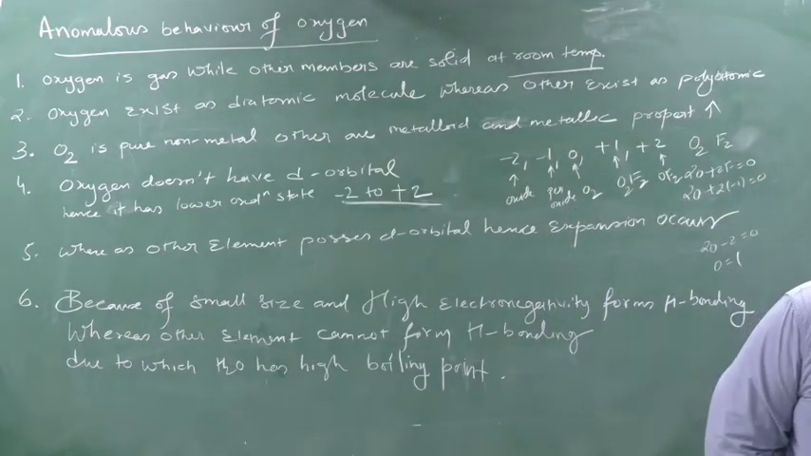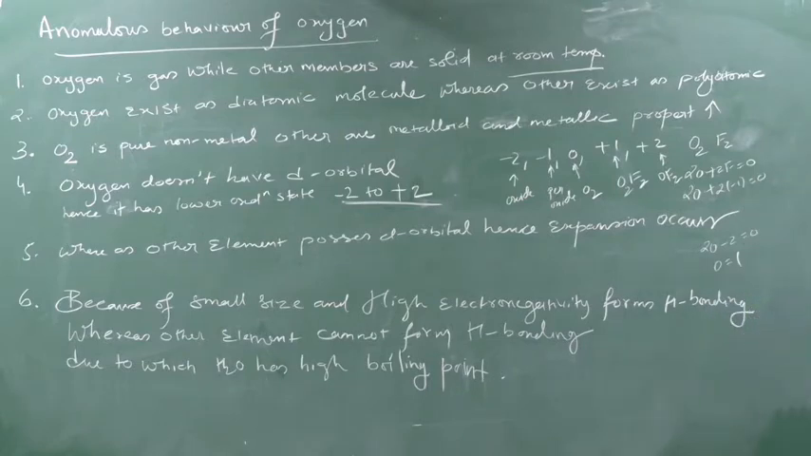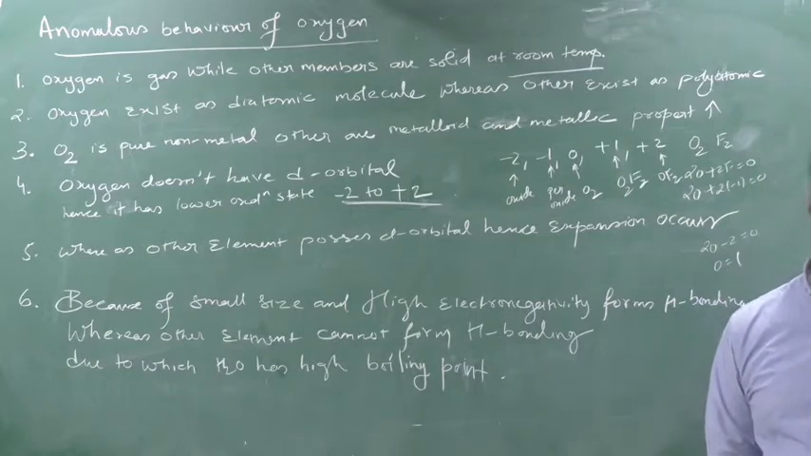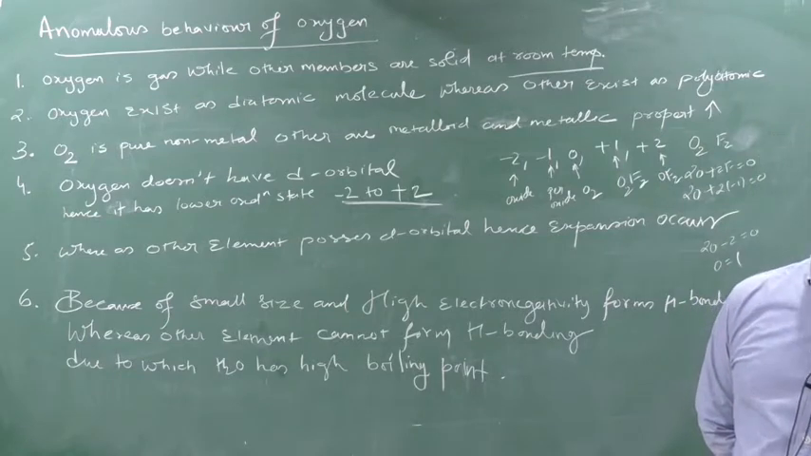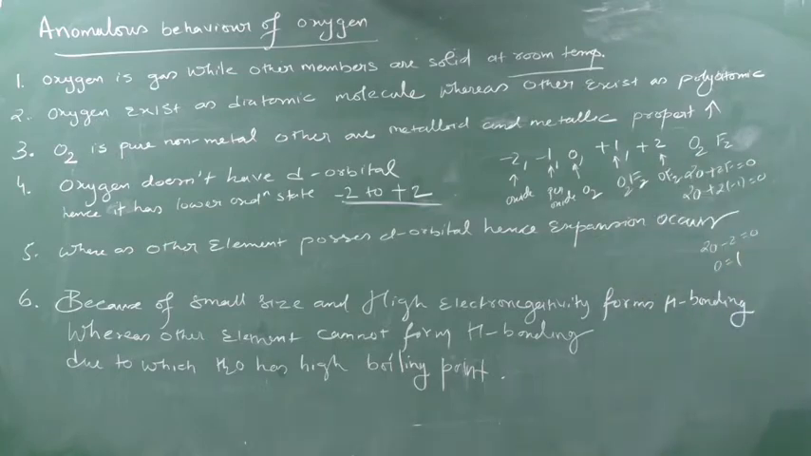Minus 2 in its oxide, minus 1 in its peroxide, 0 in elemental state, plus 1 in O2F2 and plus 2 in OF2, because fluorine is a more electronegative element than oxygen. So fluorine will attract the electron of oxygen. Clear? Whereas other elements, sulfur, selenium, tellurium, all possess d orbitals. When they possess d orbitals, expansion is possible. When expansion is possible, different oxidation numbers up to plus 6 are shown.